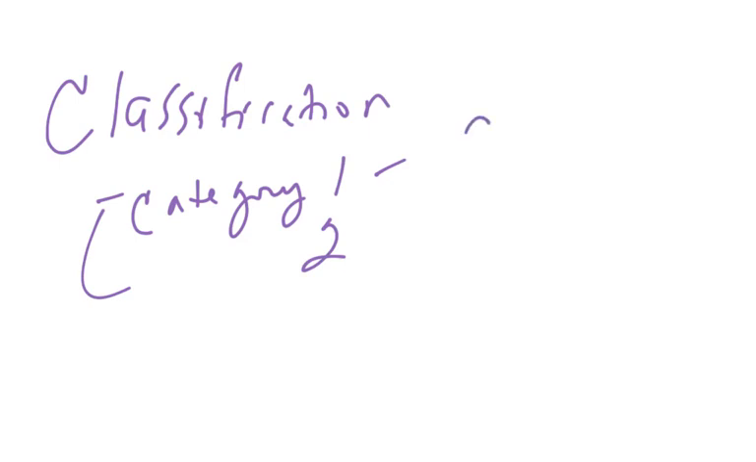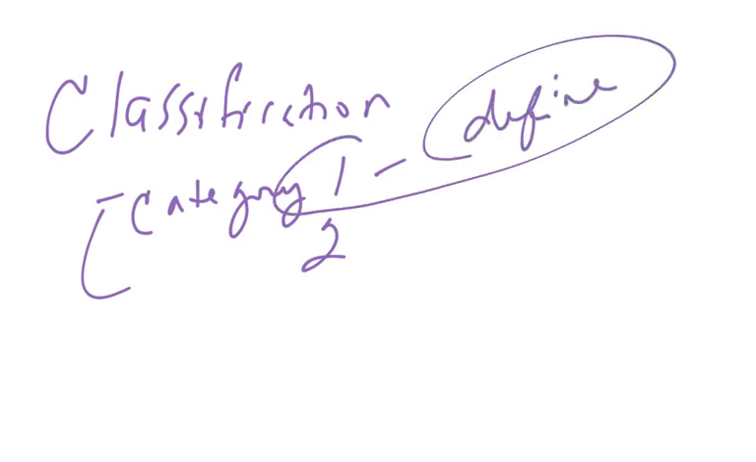The important thing is to understand, again, the relationship between classification and definition. So you have categories, category 1, category 2, even if you have just 2 categories, right? Then you're going to define that category. That's where the definition comes in.